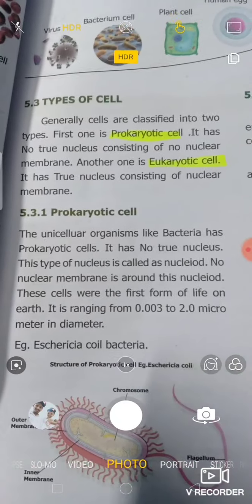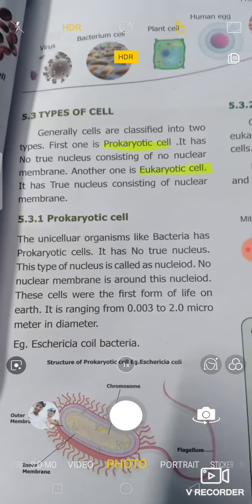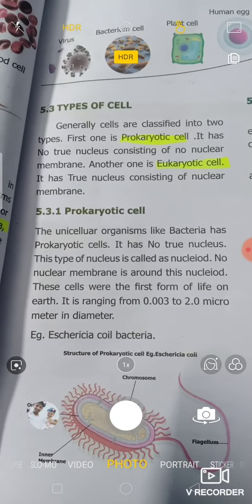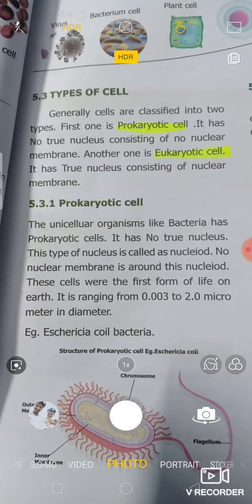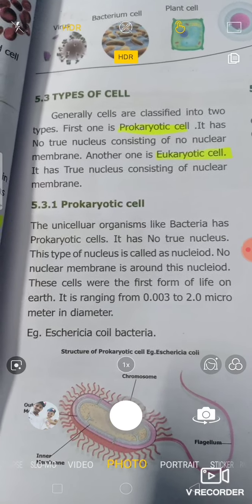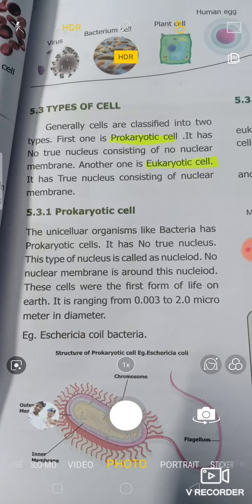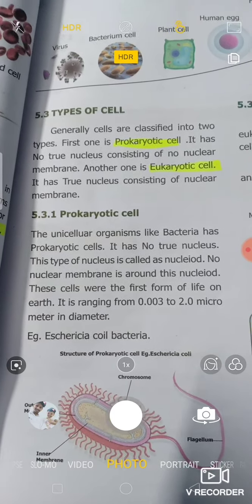Generally, cells are classified into two types. First one is prokaryotic cell. What is a prokaryotic cell? It has no true nucleus, consisting of no nuclear membrane. Another one is eukaryotic cell. It has a true nucleus, consisting of a nuclear membrane.